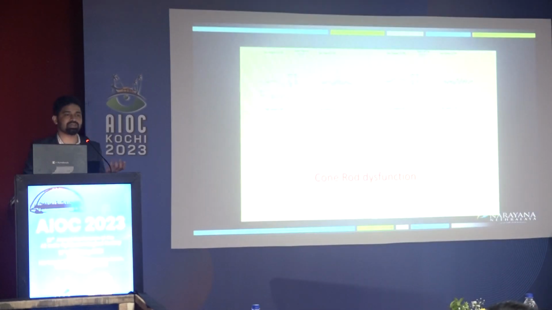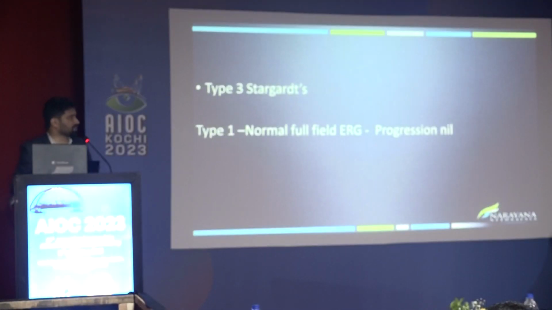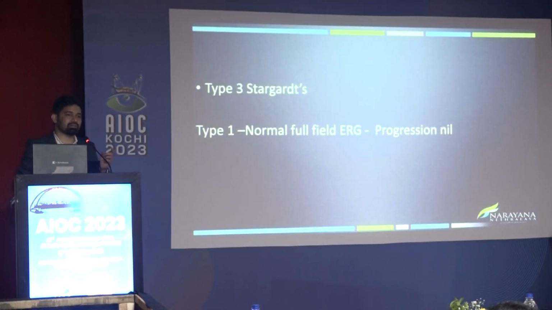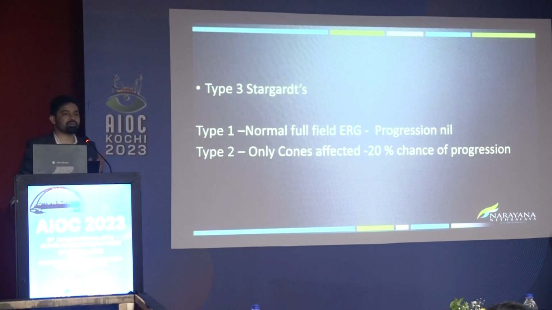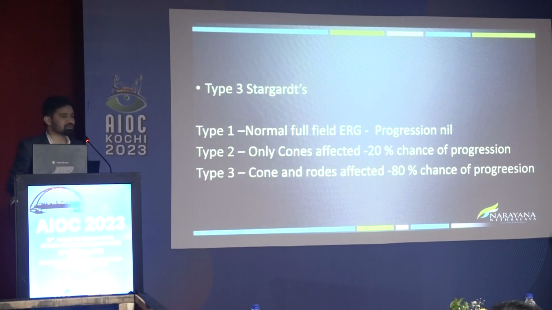So what is the use of doing ERG in Stargardt? You must be asking, sir, it is Stargardt disease, there is no treatment, why are you doing ERG? Because Stargardt can be of three types, depending on the component of receptors involved. If the full-field ERG is normal, it means the disease is limited to the macula, and the chance of progression is nil. If only the cone component is affected, there is a 20% chance of progression. If both cones and rods are affected, as in our case, there is an 80% chance of progression. In a way, we can prognosticate also.